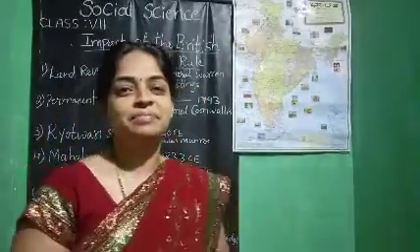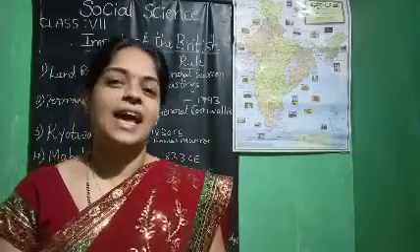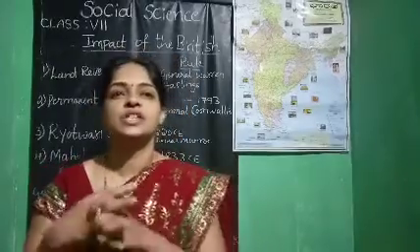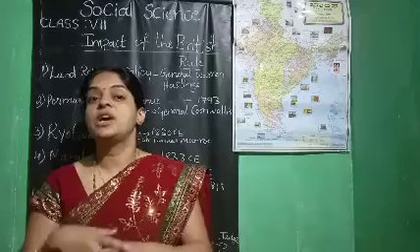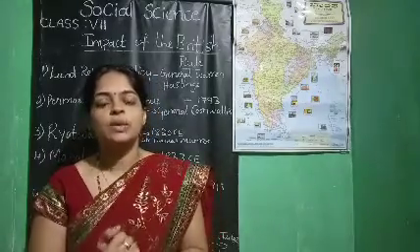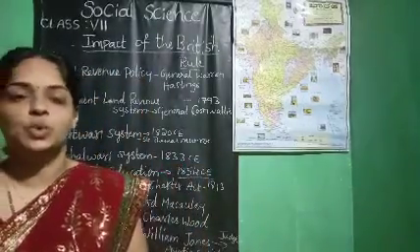Good morning, children. So Australia, the flattest land, we have learnt, isn't it? The climatic conditions, vegetation, and their extent, location, and the physical divisions, everything we have learnt, isn't it? So today we are going to have one more lesson, that is the impact of British rule, the history part.